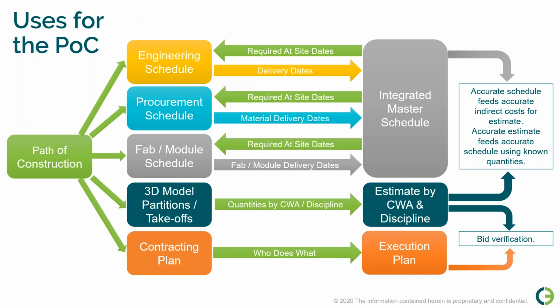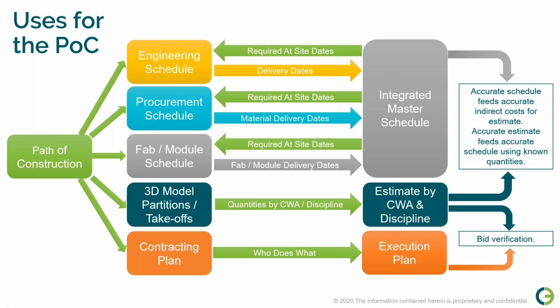So then what do we do with the path of construction once we've built it? It is the starting point for a lot of your AWP deliverables. The key alignment for the path of construction is the schedule. It should be used to drive your engineering schedule, your procurement schedule, your fabrication and modularization sequence, and all of those should be tied in with the RAS dates, the required at site dates, and the delivery dates into the integrated master schedule. You're looking to ultimately support the construction sequence on site.